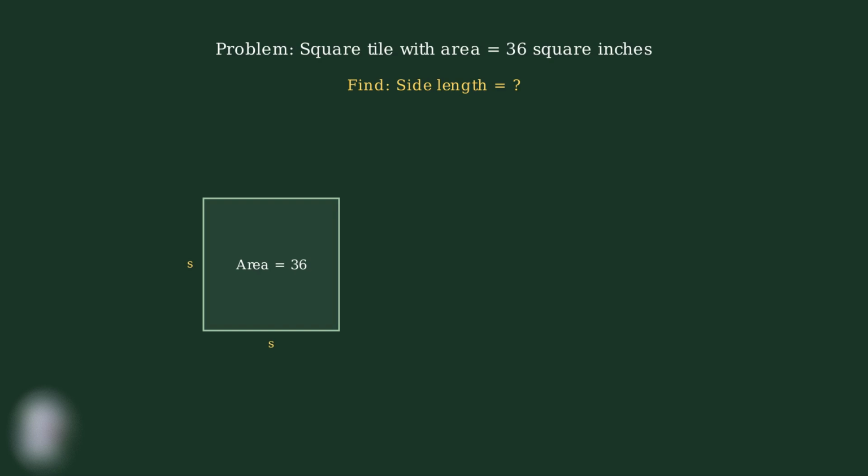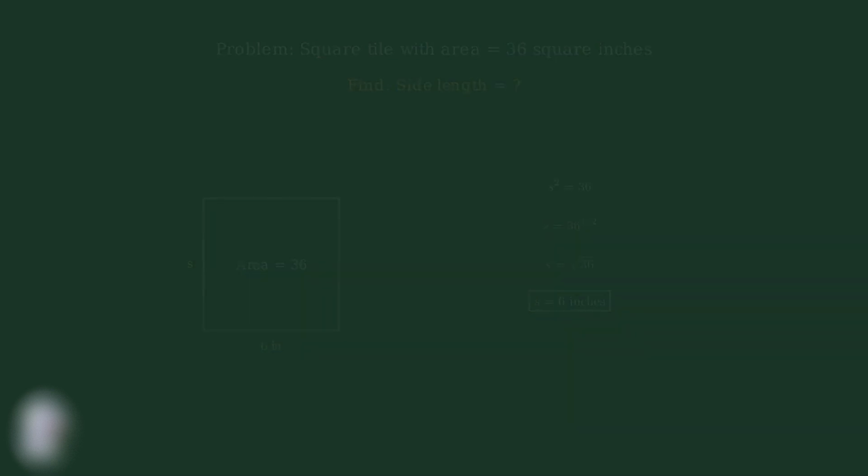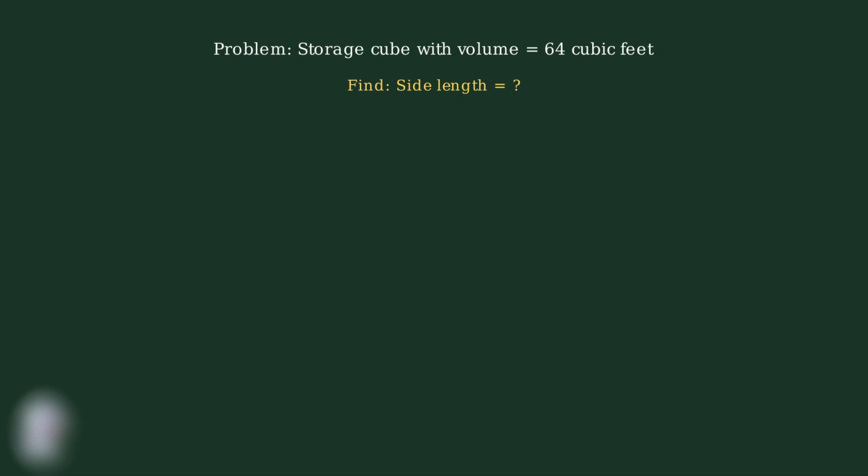This is where fractional exponents come to the rescue. The mathematical relationship is side length equals 36 to the power of 1/2. Let's write this equation and solve it step by step. Perfect. Each tile is 6 inches on each side. The fractional exponent 1/2 gave us the square root, which is exactly what we needed to find the side length from the area. Now let's tackle a three-dimensional problem.